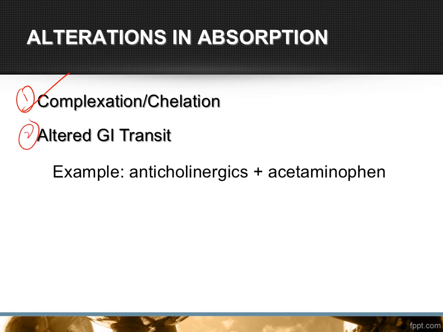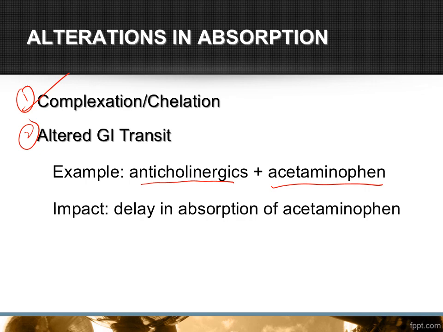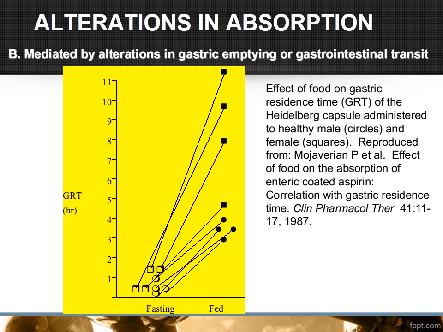So for example, when an anticholinergic is ingested together with acetaminophen, the impact of the anticholinergic will be delaying the absorption of acetaminophen. Acetaminophen is paracetamol. It can also be mediated by alteration in gastric emptying or gastrointestinal transit. For example, the effect of food on gastric residence time.